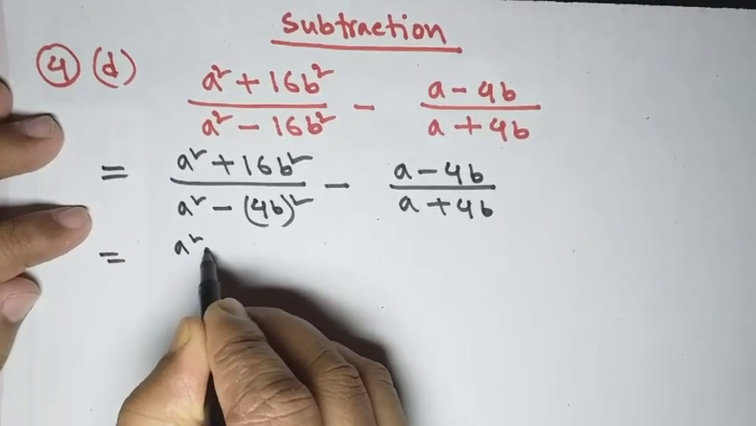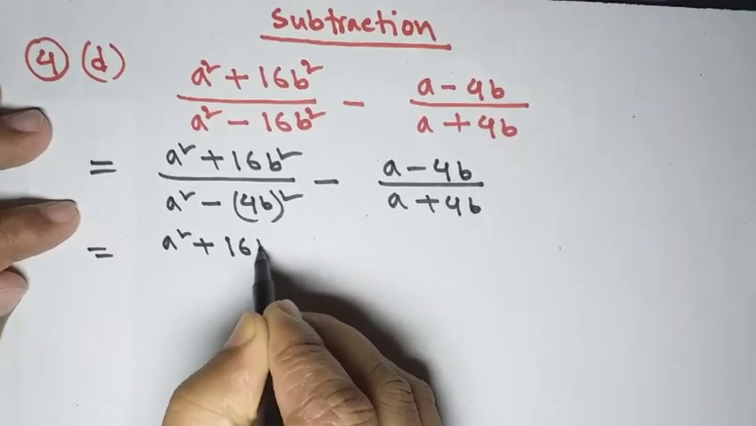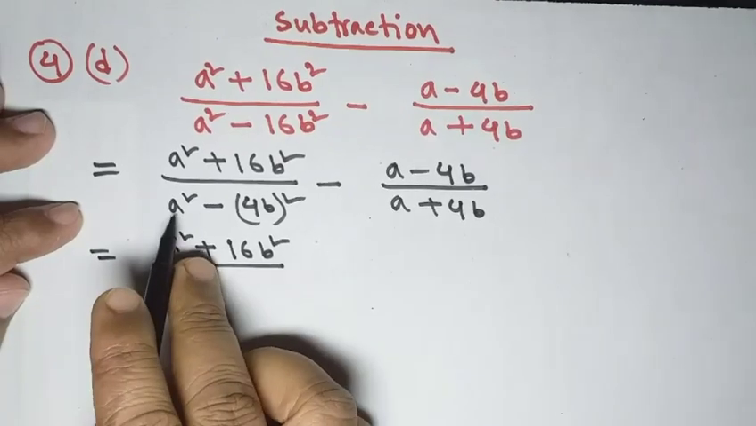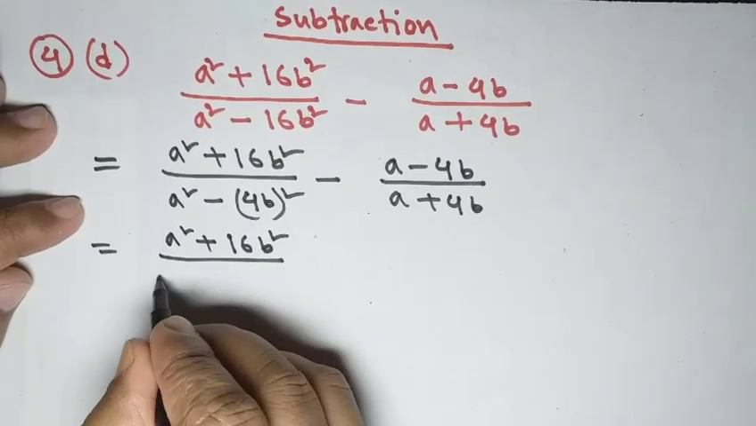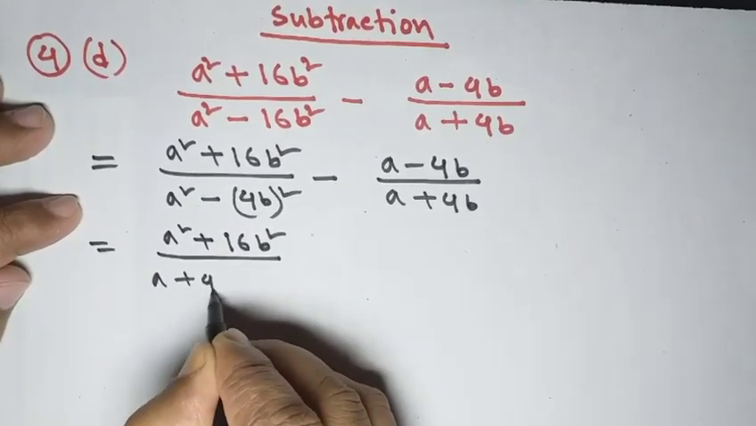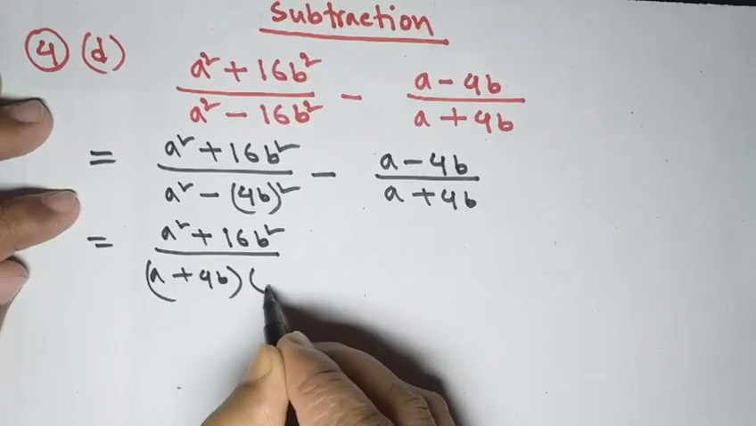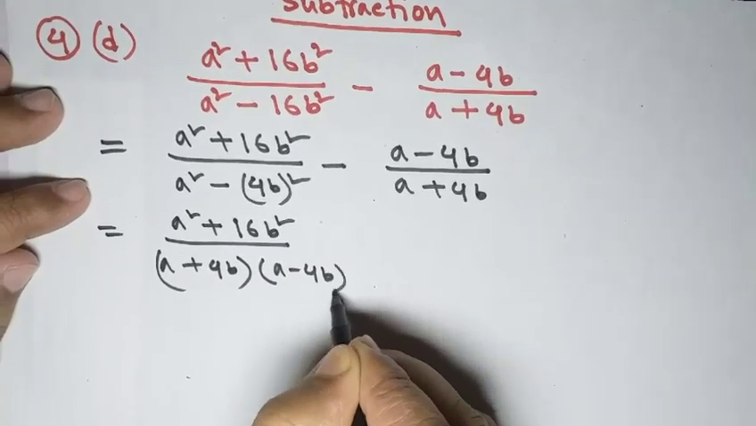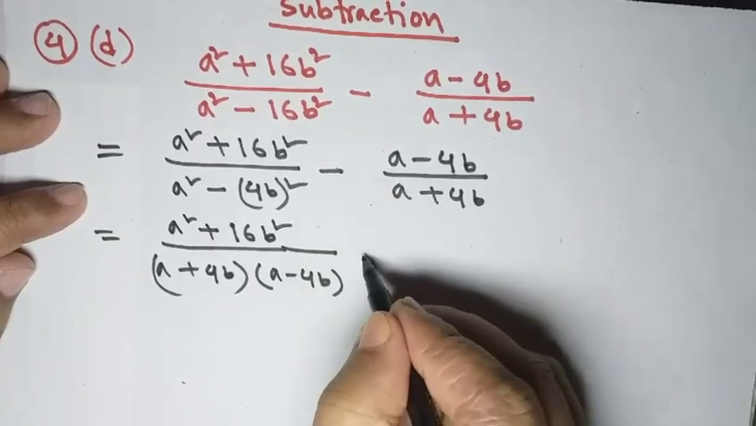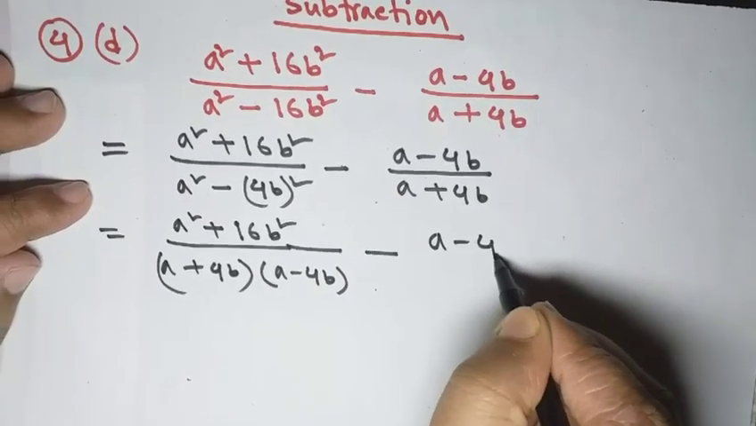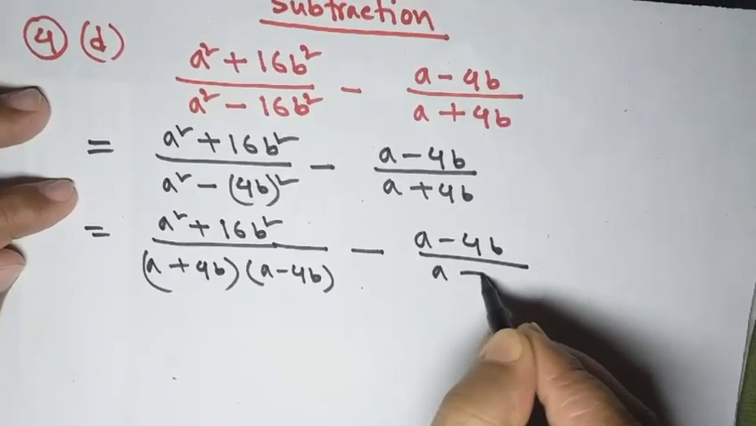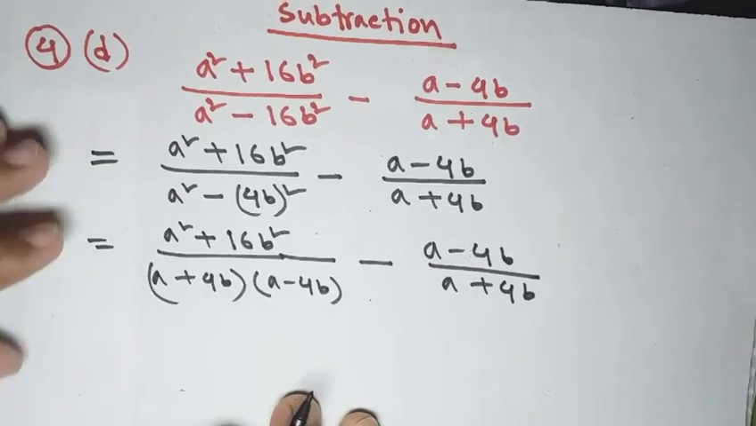So a square plus 16b square. So a square minus b square means a plus 4b and a minus 4b, and this minus sign, a minus 4b and a plus 4b.